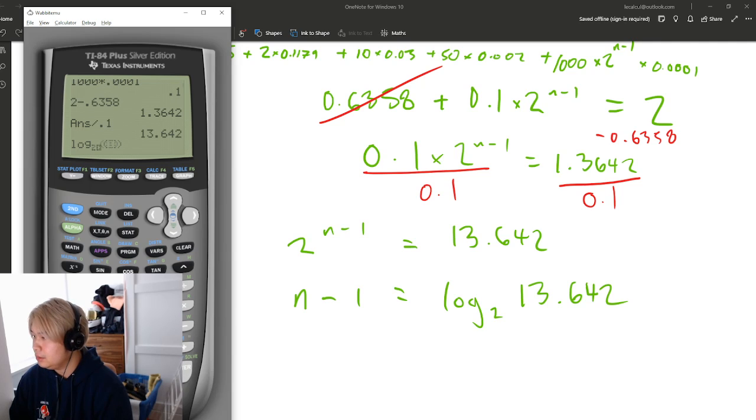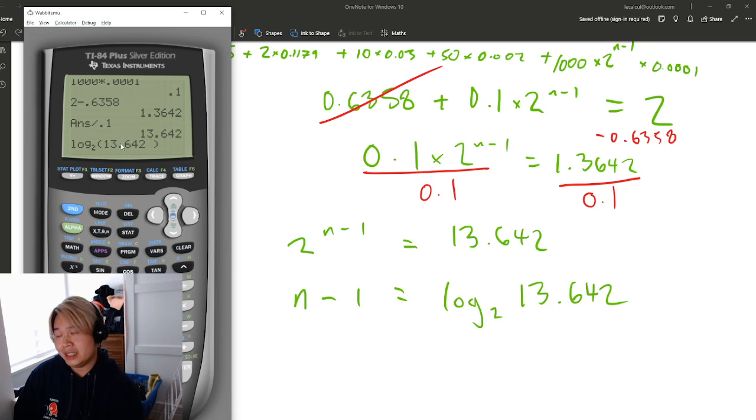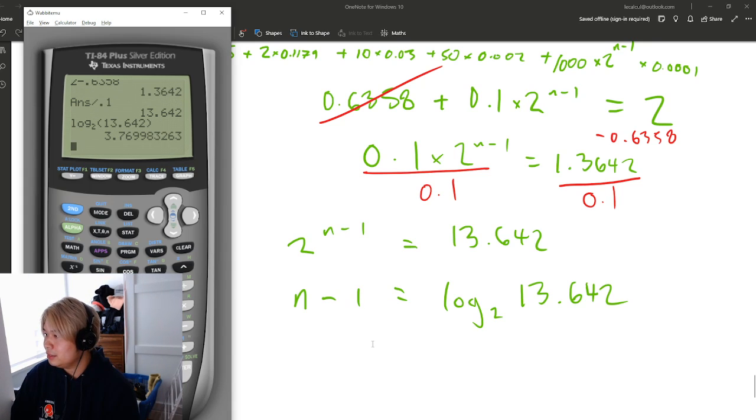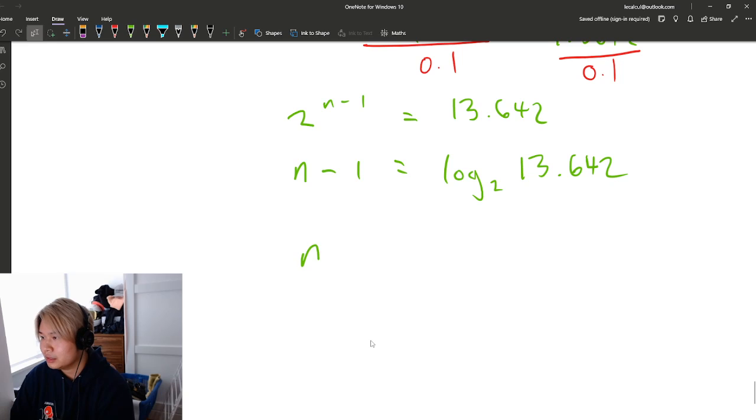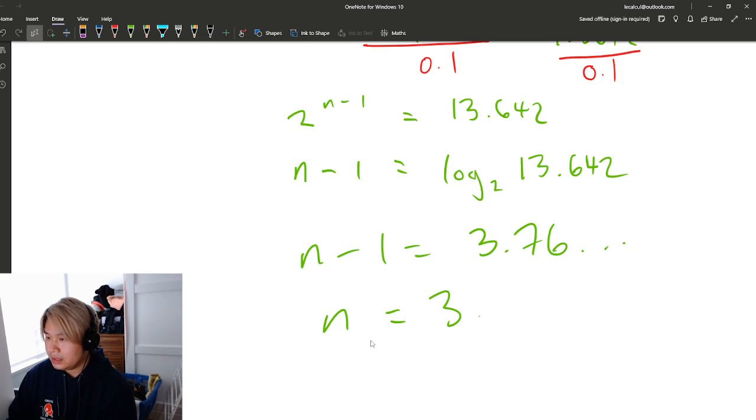So log base 2 of 13.642. And then if you poor souls have like a TI-83 that can't choose the base, you'll have to change this to base 10. So then it would be a regular base 10 log, this button, of 13.642 divided by log 2. Just follow the change of base formula. Okay, and then you get that decimal, 3.7 whatever. And then we add 1, so it takes 4.76.